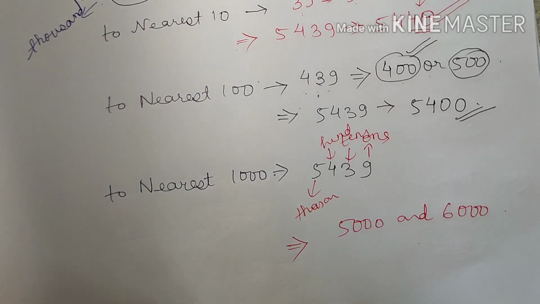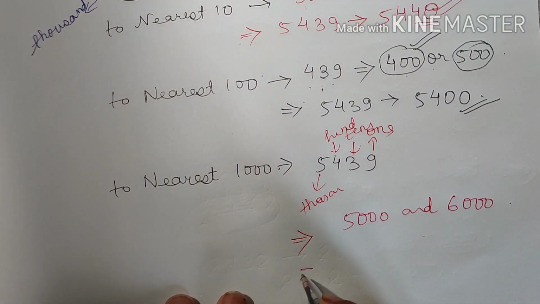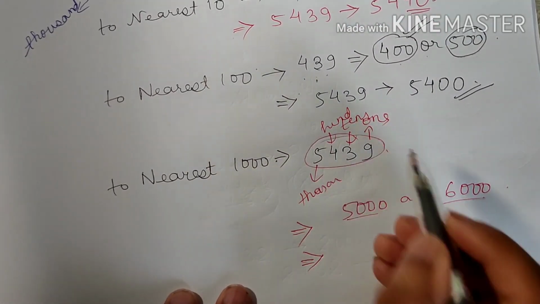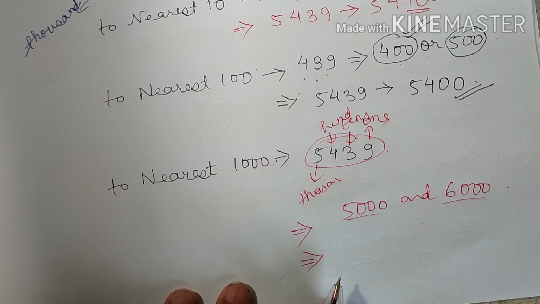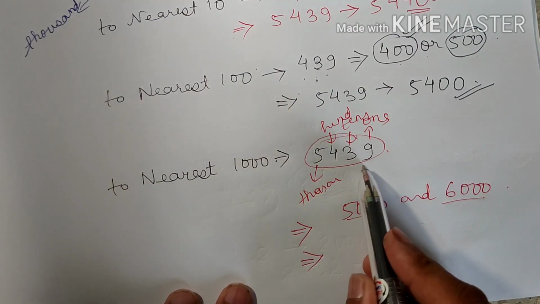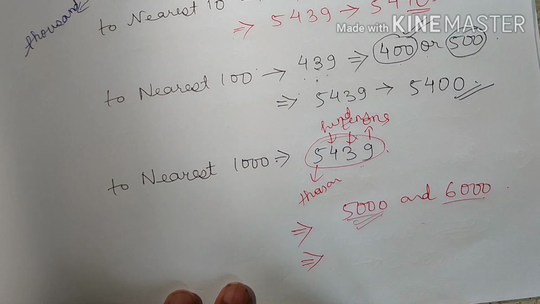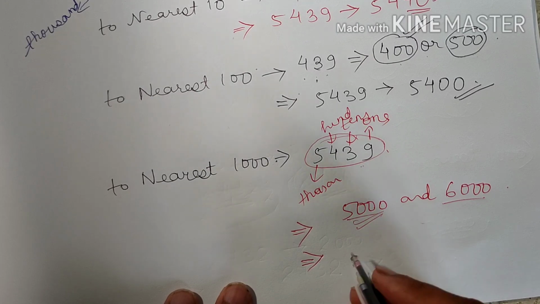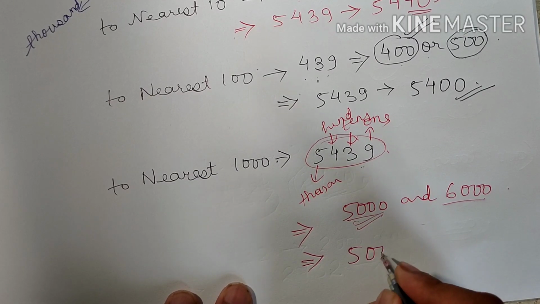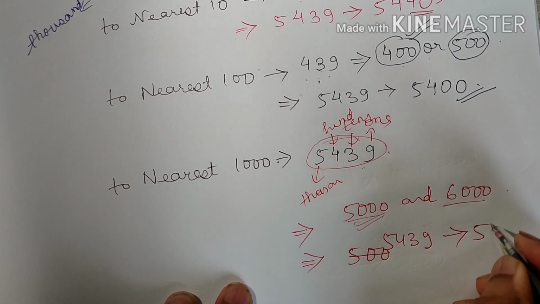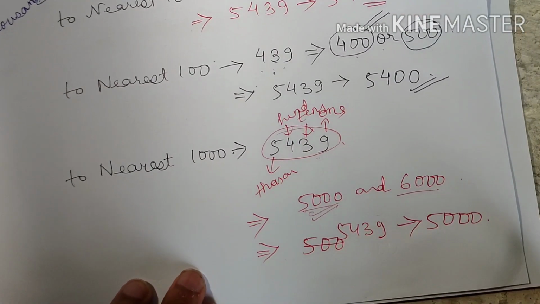Okay, now students, you have to tell me which one is nearer to 5439, 5000 or 6000? Which one is nearer? So in your mind, if you see this number is less than 5500, so obviously it will be nearer to 5000. So how will you replace? We have to replace directly. 5439 can be replaced as 5000. Okay, so this is the answer.